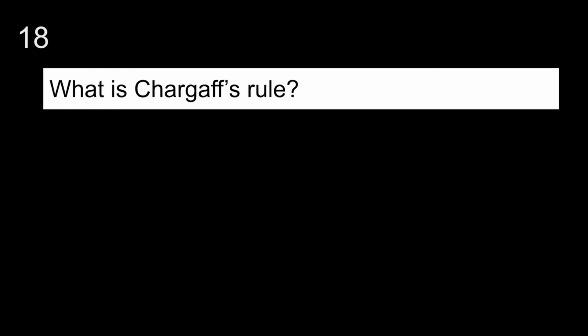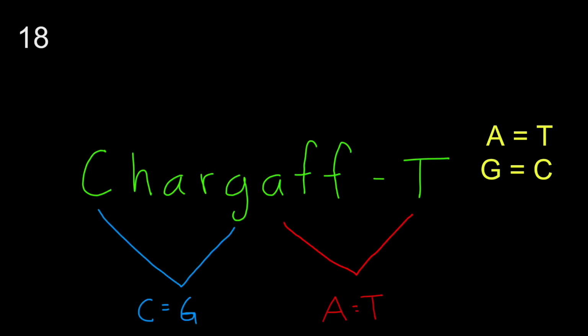Question 18. What is Chargaff's rule? Well, Chargaff came up with the base pairing rules. He discovered that adenine and thymine are always in the same ratio, and guanine and cytosine are always found in the same ratio. So he didn't know why that was, but he knew that A went with T and that C went with G. And it's super convenient that his name is Chargaff because he's got a C in his name and a G in his name and an A in his name, and, well, I just stuck a T over there.